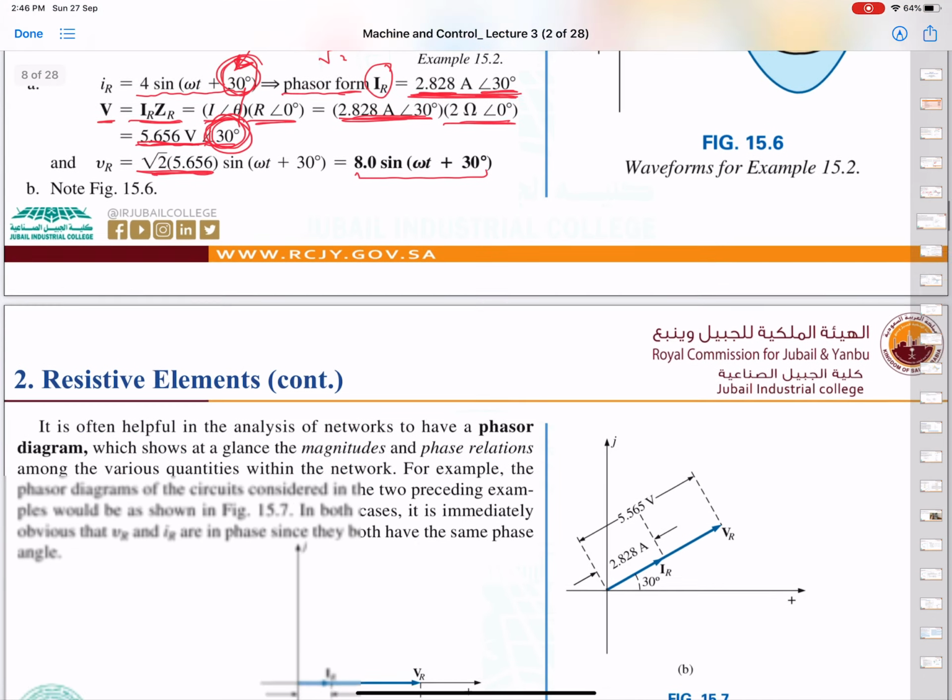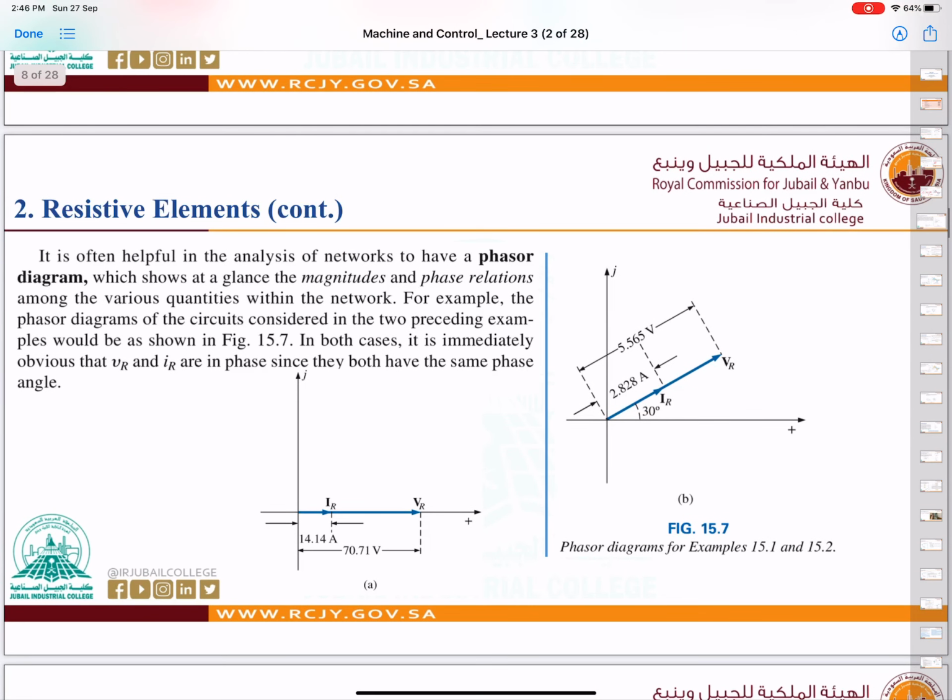Now for the resistive element, it is often helpful in the analysis of networks to have a phasor diagram. That's why we have here a phasor diagram, which shows at a glance the magnitudes and the phasor relations among the various quantities within the network. So as you can see here, this is, for example, example number 1. This is the 70.71. So this is the voltage of the resistor, and this is the current of the resistor.